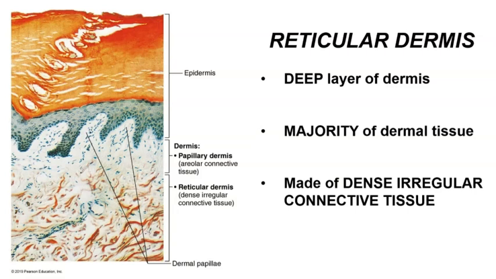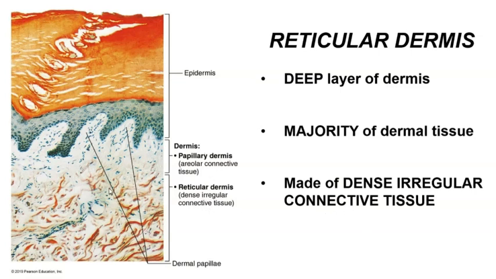So our second layer of the dermis is the deep reticular layer of the dermis, and this accounts for the vast majority of dermal tissue, as the reticular dermis is about 80% of dermal tissue, whereas the papillary dermis is only about 20% of dermal tissue. We have a tissue type change here. We see that the reticular dermis is not made out of areolar connective tissue like the papillary dermis is.